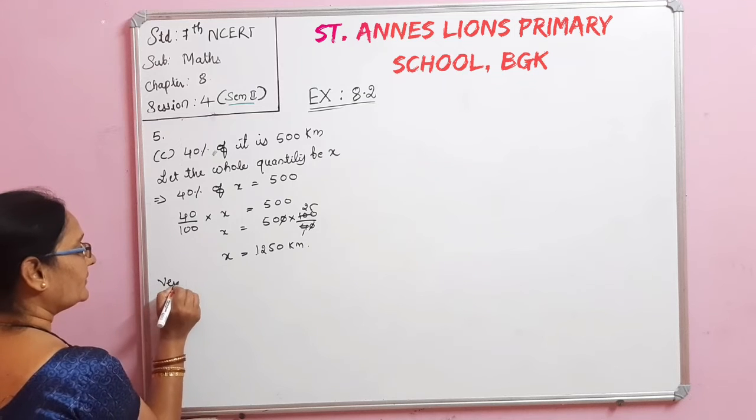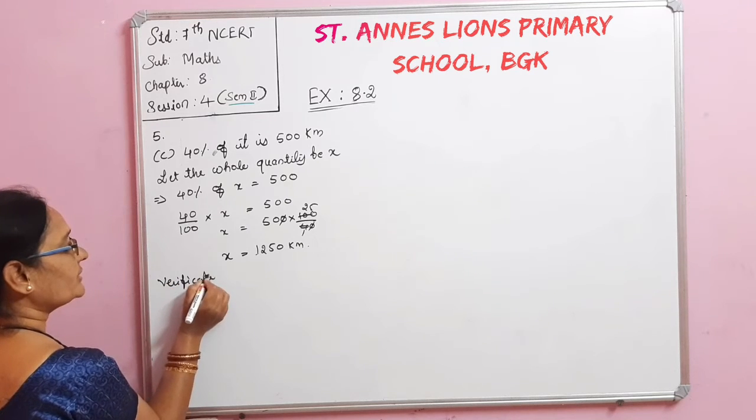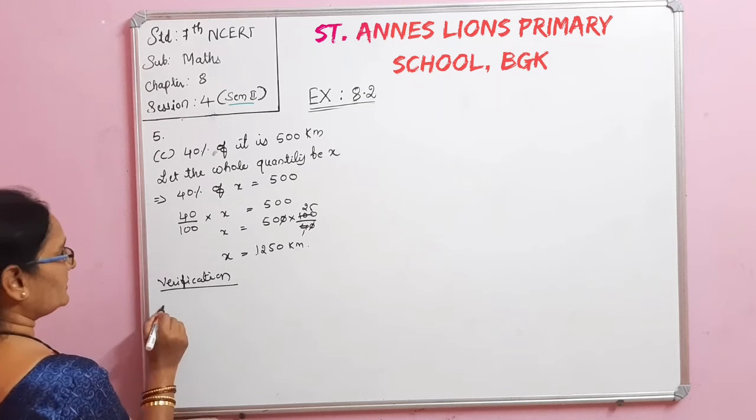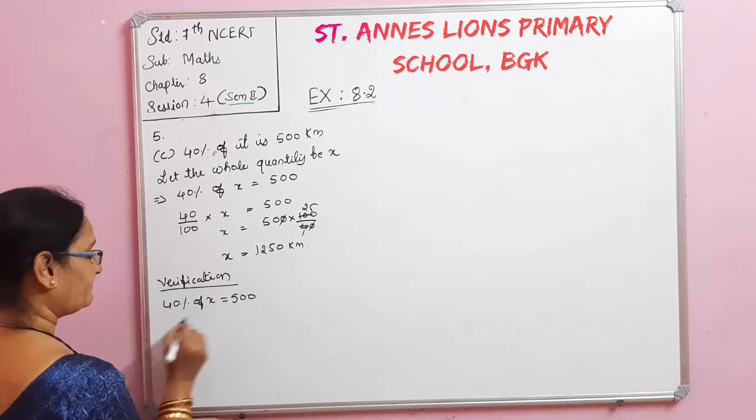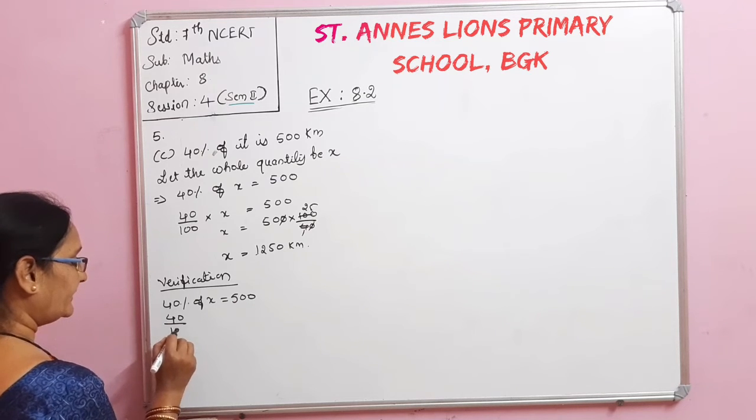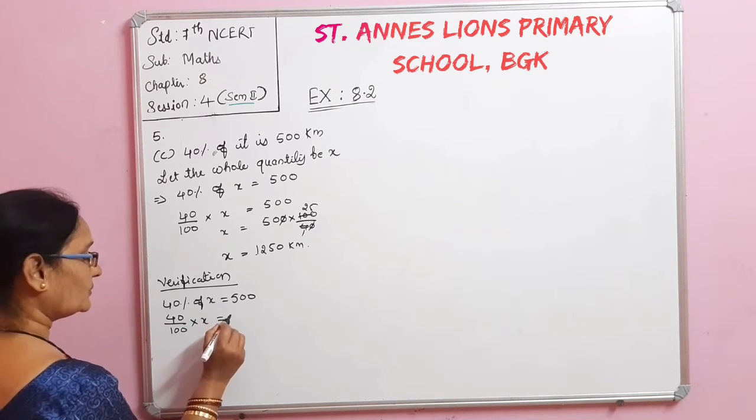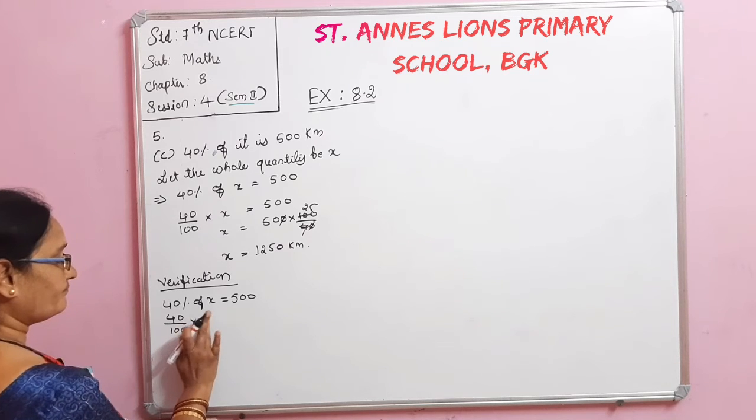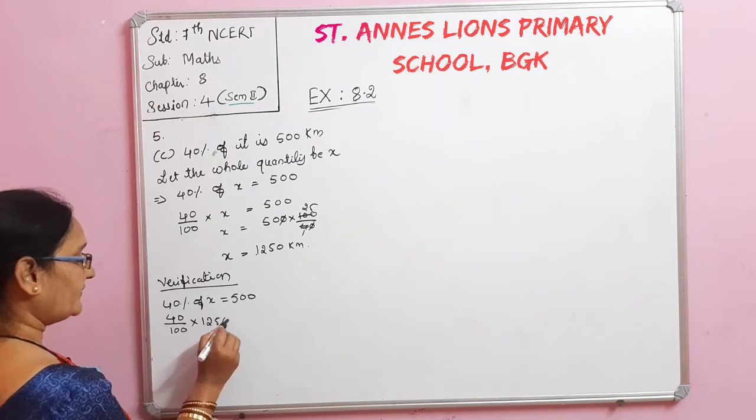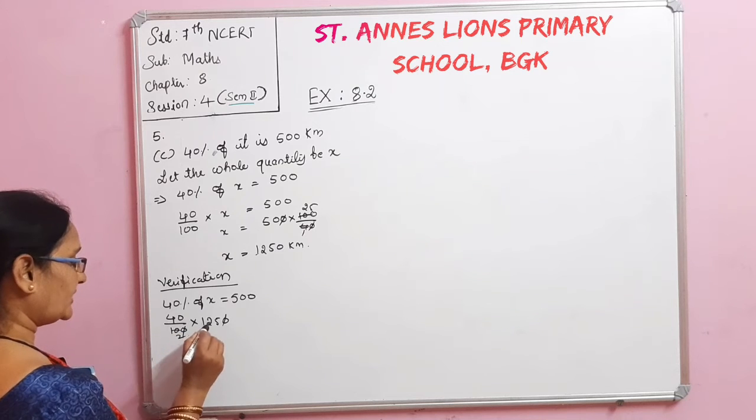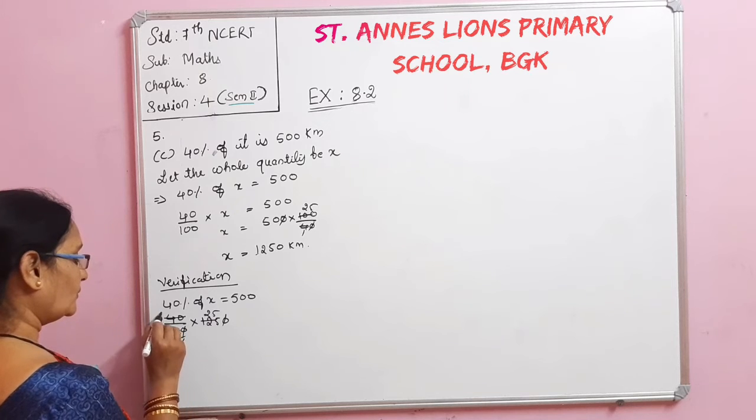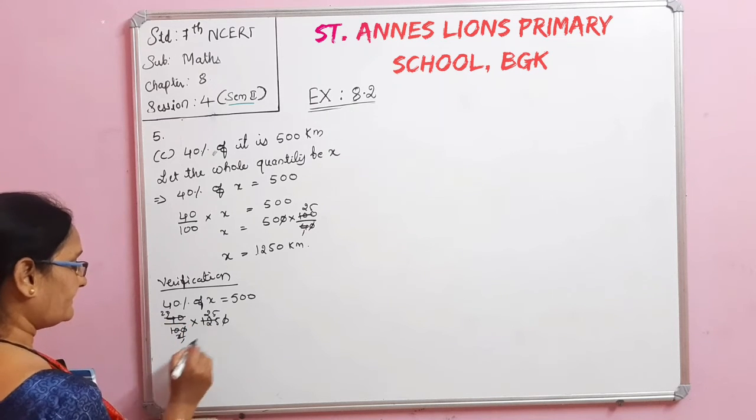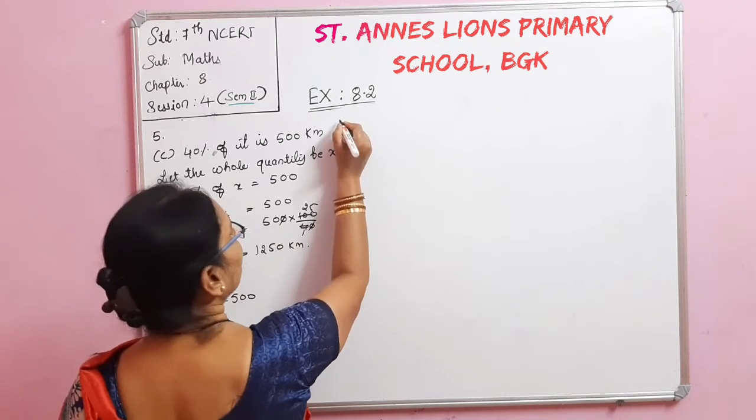So we will do the verification. How to do verification? Already you observed two problems. Verification. 40% of x is equal to 500. So 40 by 100 into x. x means 1250. 0 0 got cancelled. 5 2s are, 5 25s are, 2 1s are 2, 20s are 25, 20s are. Answer is 500. So the answer is correct.